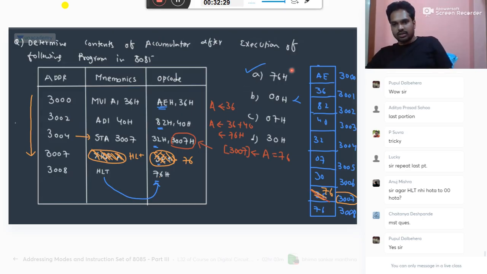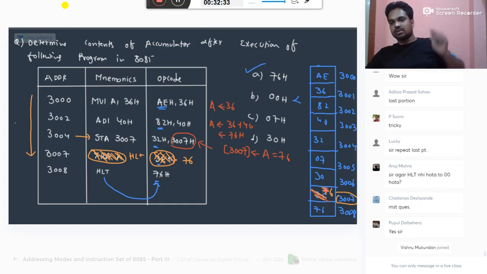Lucky, Aditya. Good. So the answer is not 0. Shock laga.